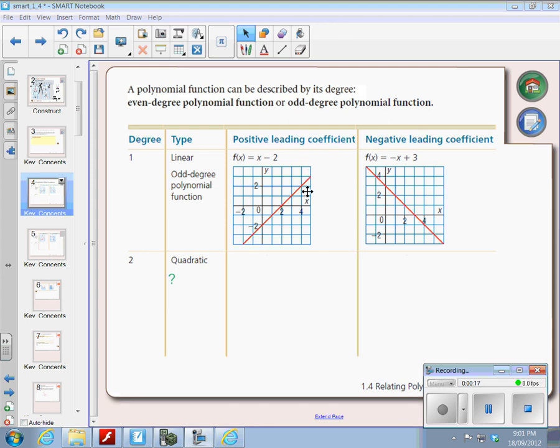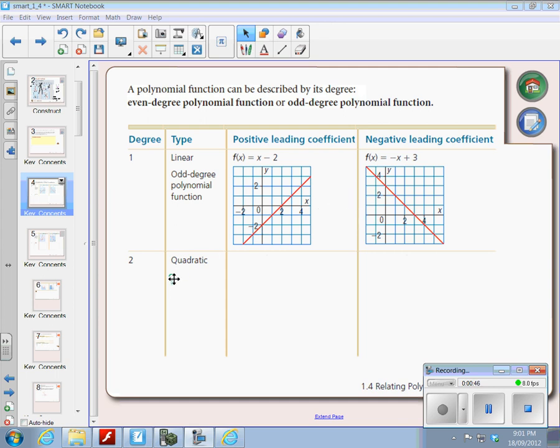Here's a linear function. It has an exponent of 1. If the leading coefficient is a positive 1, which we know of as the slope, 1x, slope 1, that linear function must go up to the right. If the lead coefficient is negative, a negative 1 in front of x, we know that that's a negative slope. It goes down to the right. And a lot of these other polynomial functions have similar characteristics.